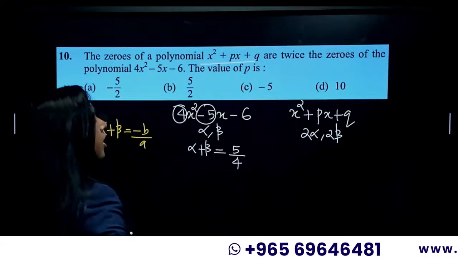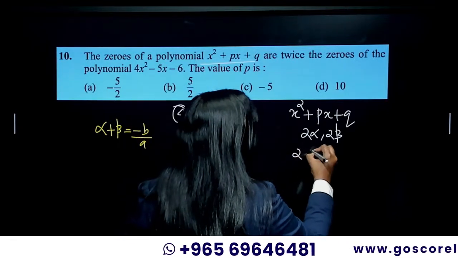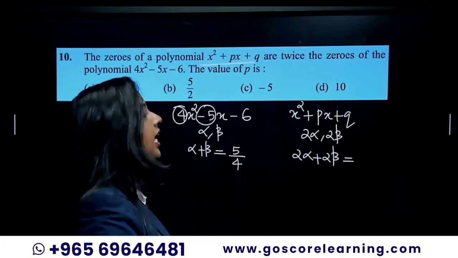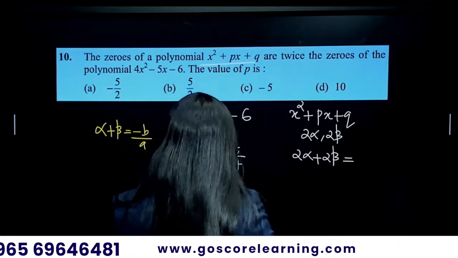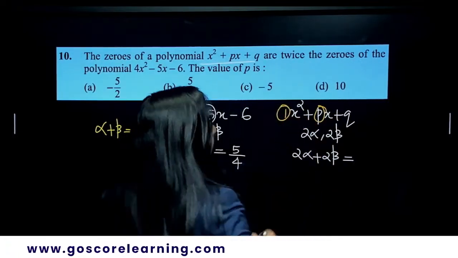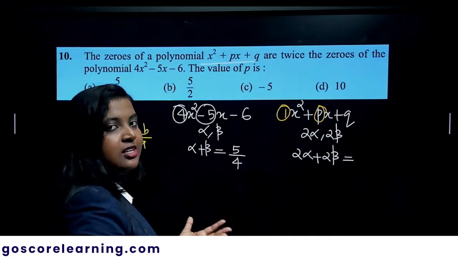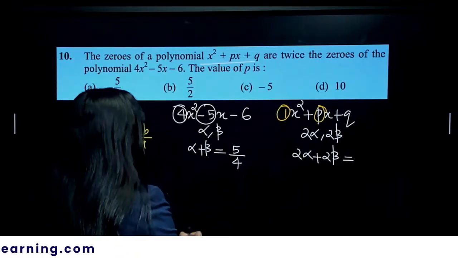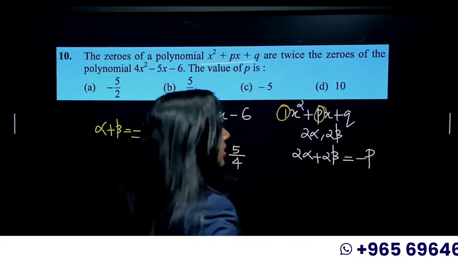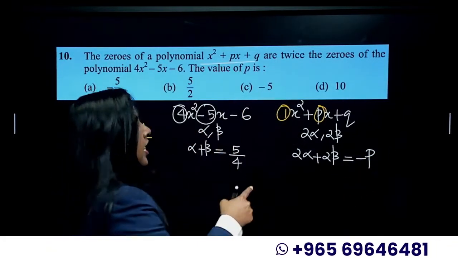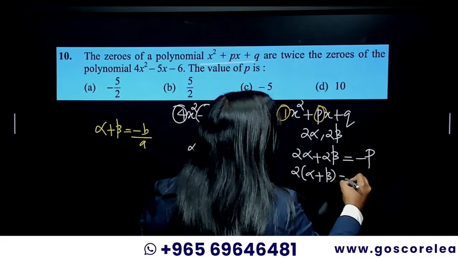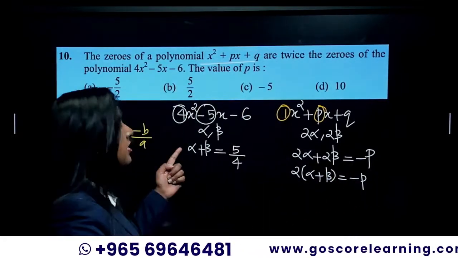And here when you find the sum of zeros, it's 2 alpha plus 2 beta, right? And that is equal to minus b by a. So what is your b here? This is your b, and you don't have any a there, which means it's 1. So 2 alpha plus 2 beta is equal to minus b by a, so it must be minus p. Can I take this 2 common? Yeah, 2 into alpha plus beta is equal to minus p. What is alpha plus beta from here?